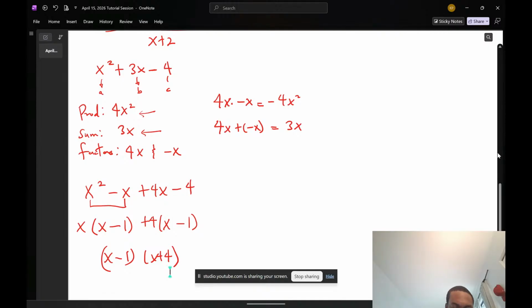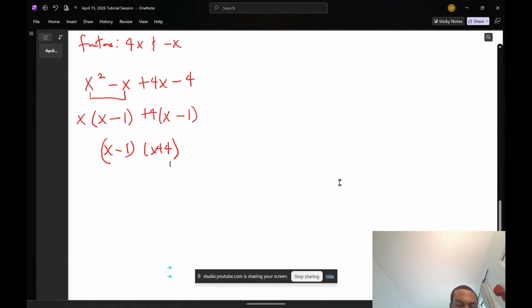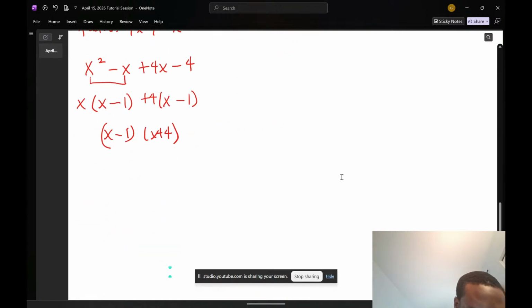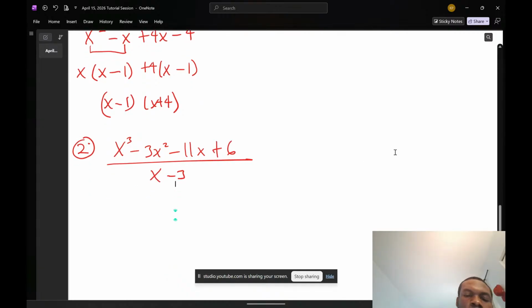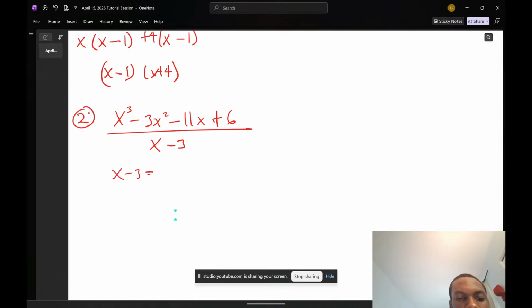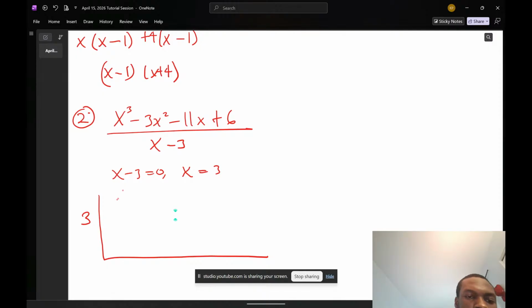So I want us to try something like this. Let's do x cubed minus 3x squared minus 11x plus 6 divided by x minus 3. So we know that x minus 3 equals 0 will give us x equals 3, right? So now let's draw the table out like this. So we write this on top. This will be 3.